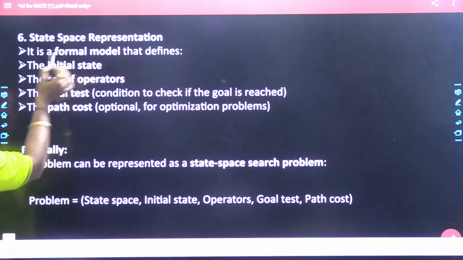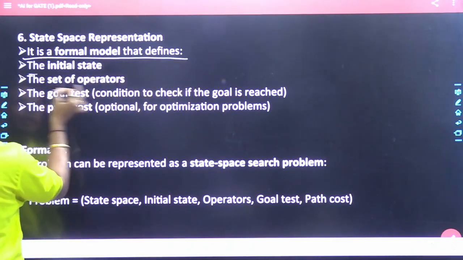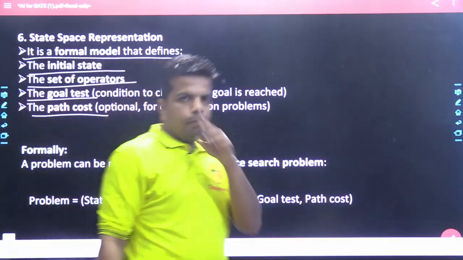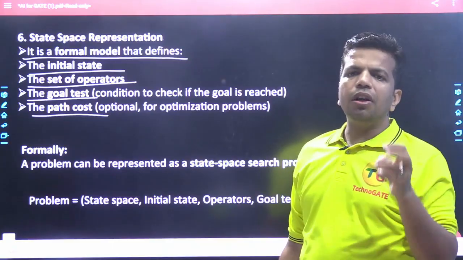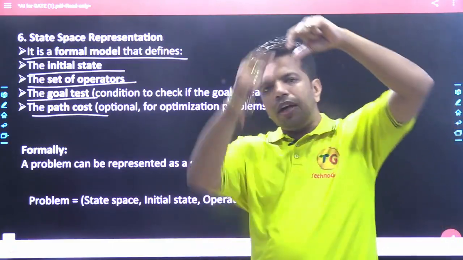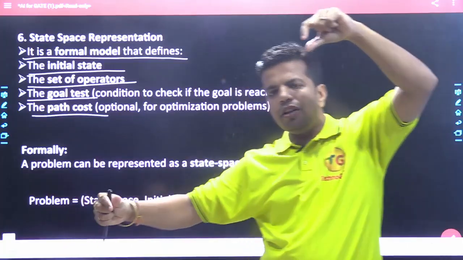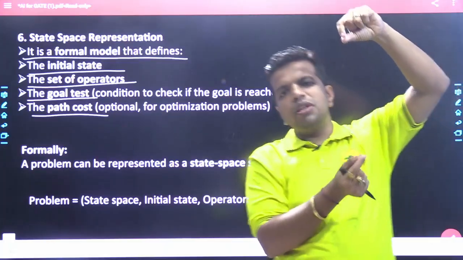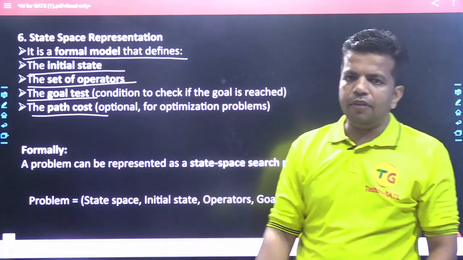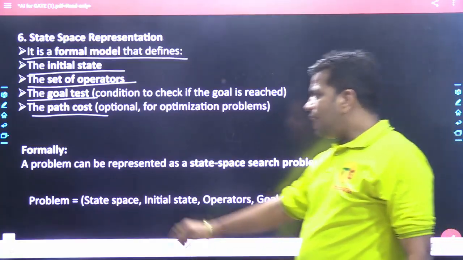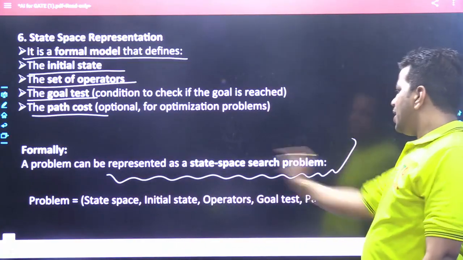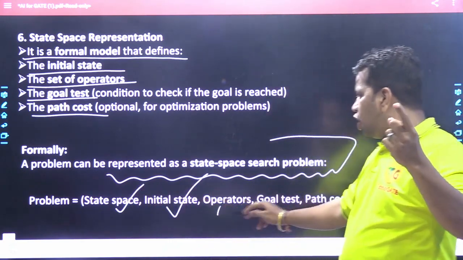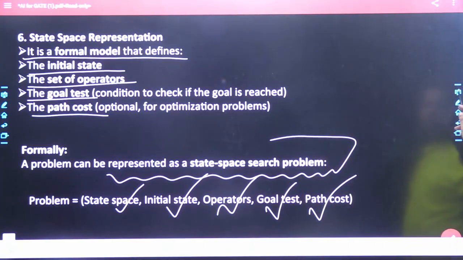So a state space representation is a formal model that defines the initial state, the set of operations, the goal state and the path cost. Why are we going to calculate path cost? For optimization. Suppose one path is very long and you can reach the goal state, and another path is shorter and with its help you can also reach the goal state. Which path do we need to choose? The smaller one. So formally, a problem can be represented as a state space search in which you need to mention a state space, initial state, operations, goal state and path cost.